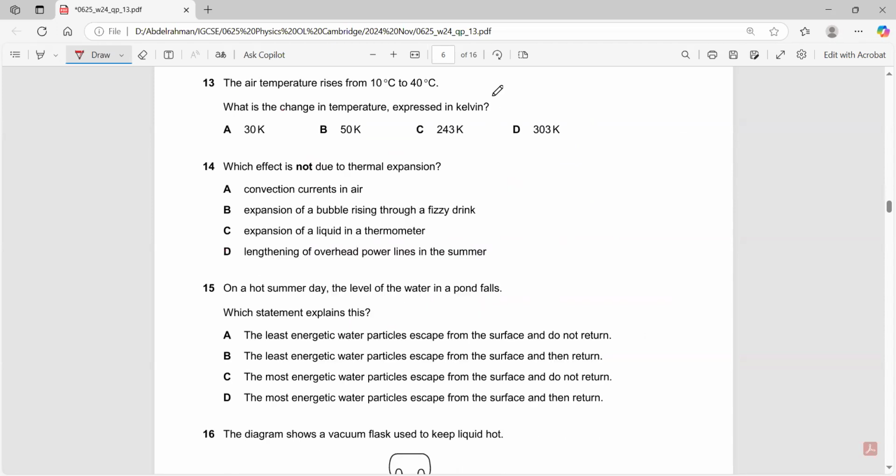The air temperature rises from 10 to 40. What is the change in temperature expressed in Kelvin? The change in temperature, not the final temperature. It was from 10 to 40, so it increased by how much? It increased by 30 degrees Celsius. Can I find this in Kelvin? 30 degrees Celsius would be 30 degrees Kelvin as well.